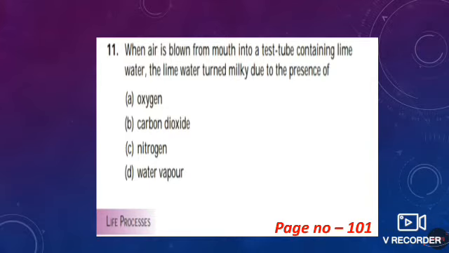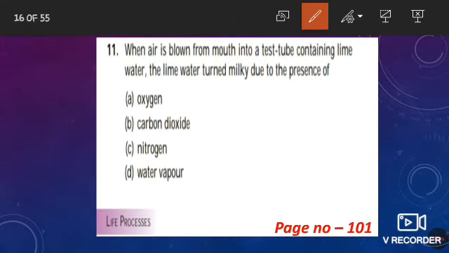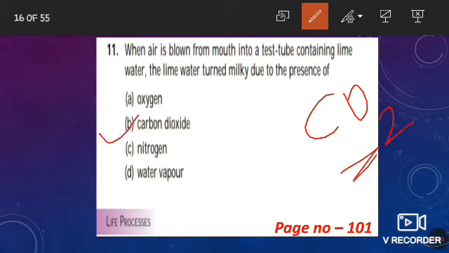11, which states that when air is blown from the mouth into a test tube containing lime water, the lime water turned milky due to the presence of. As you all know, in the respiration process, when we blow air from the mouth, the gas released is CO2, that is carbon dioxide. So the answer to this question is B, carbon dioxide. And the activity related to this question is given on page number 111. You can check out that activity.